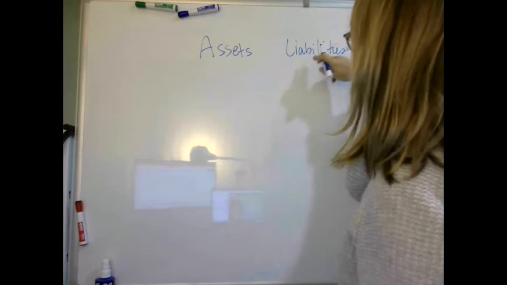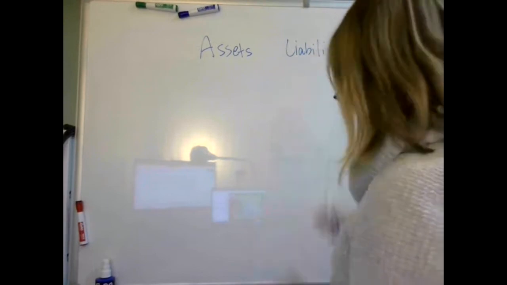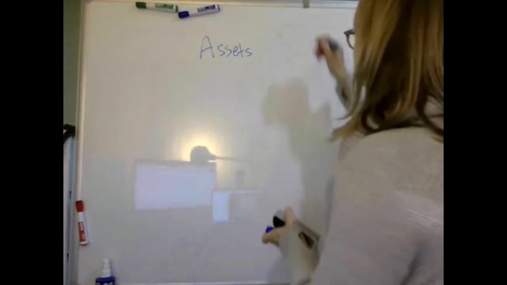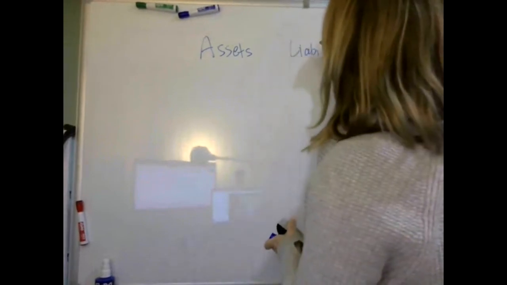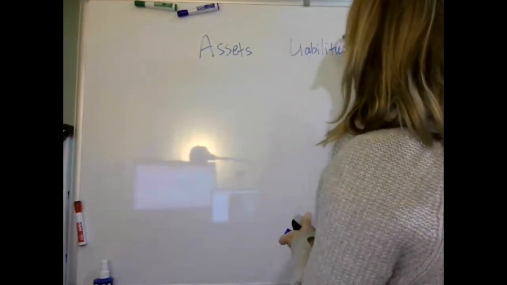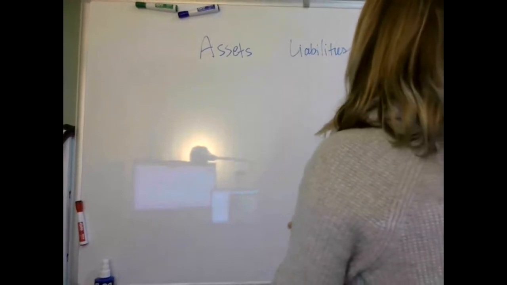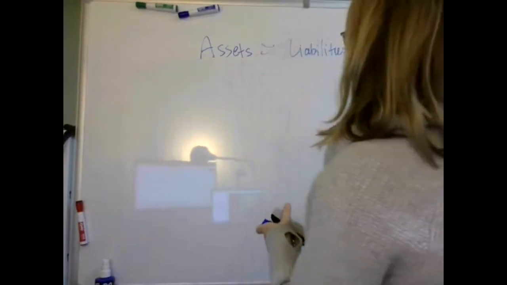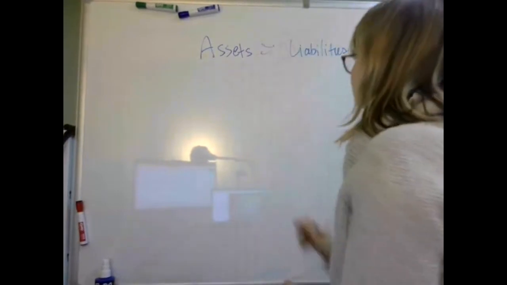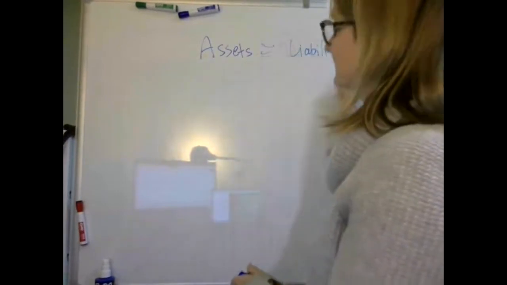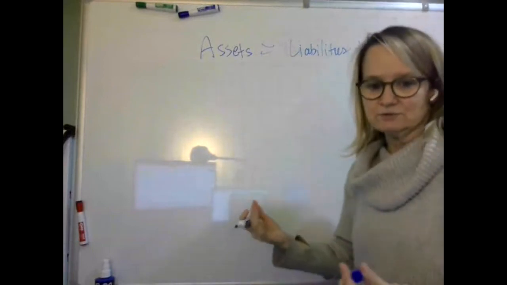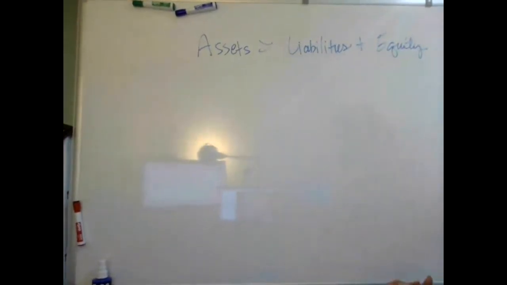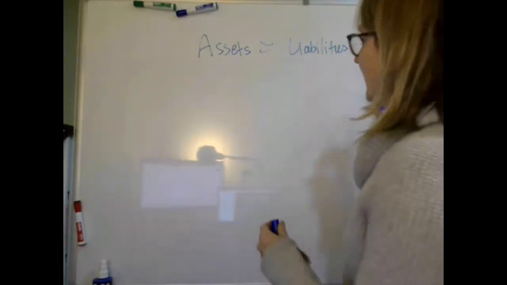Liabilities, and equity. Right. And our assets equal our liabilities plus our equity. So both of these sides of the equation have to be equal, right?